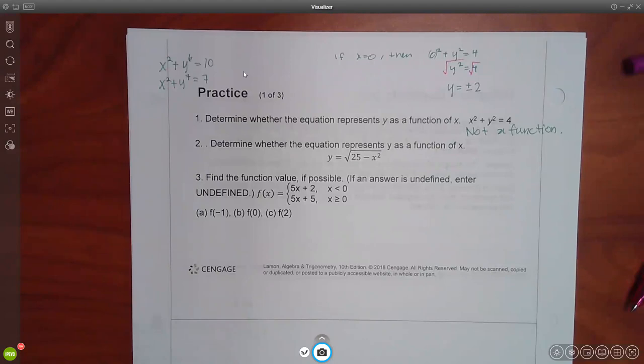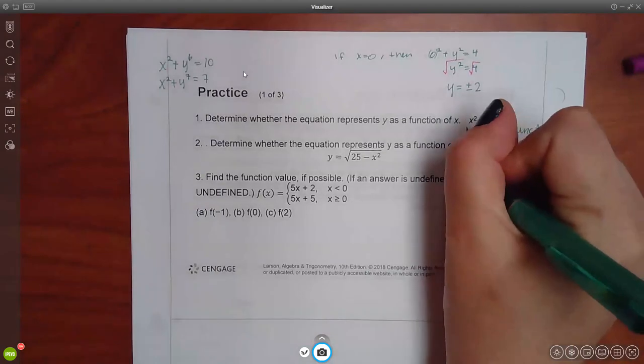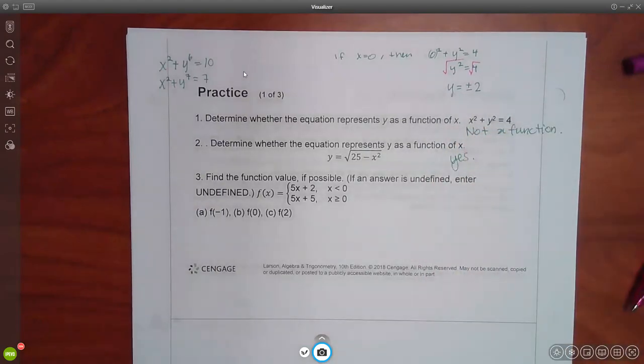Okay. However, we do know that we have a restriction on these things. We know it's a function of x. That's all it's asking me, right? It's not asking for domain. So I'm not going to bother. Is it a function? Yes. I'm going to plug in one x value and only get one y value back. I was going to go find the domain, but that's not what it told me. It's the answer.